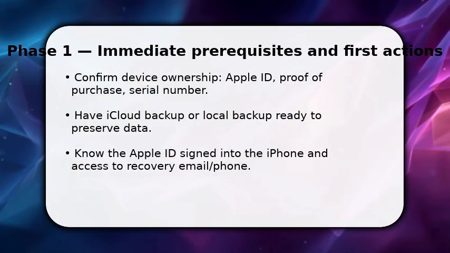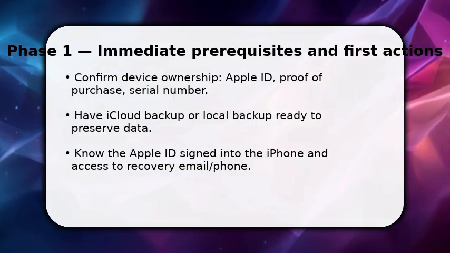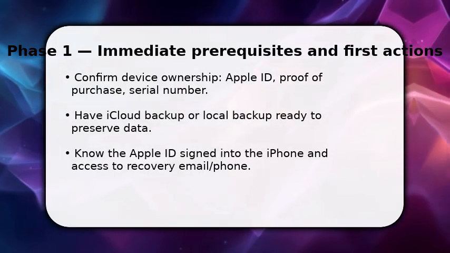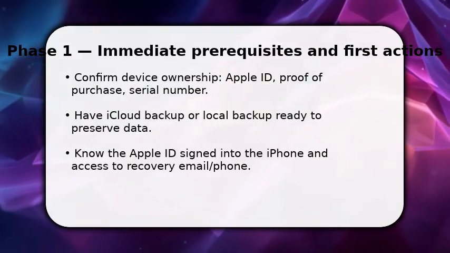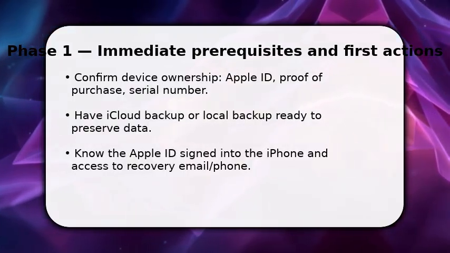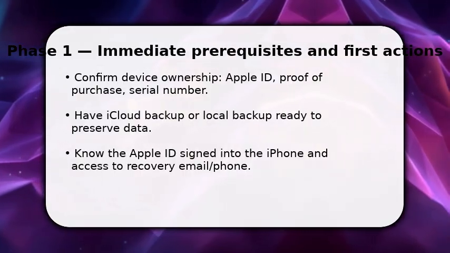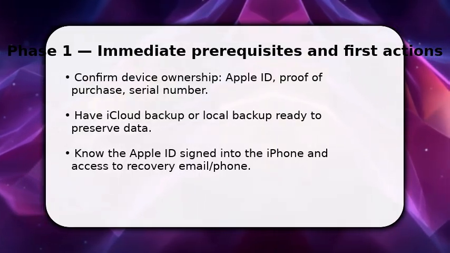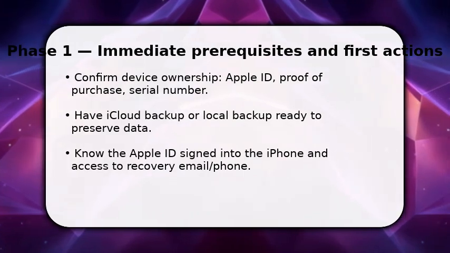You start by confirming you legitimately own this iPhone, gather proof of purchase, the Apple ID, and the device serial number. Once done, make an iCloud or iTunes backup so you don't lose photos or settings. Make sure you can receive verification at the recovery email or phone tied to the Apple ID. This is critical. These preparatory steps let you pursue official recovery paths without attempting a security bypass, and they speed up support if you contact Apple.